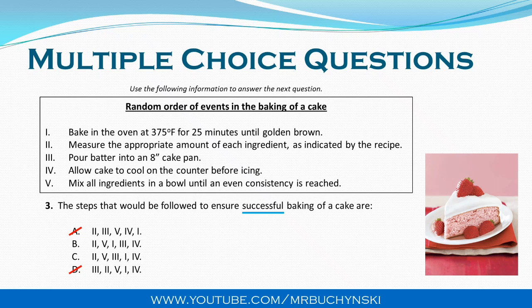Now let's see if I can do that. They both start with step 2, measuring the appropriate ingredients. Okay, that would make sense. Now they move forward. Their next step, they each have number 5, which means they're mixing ingredients after that. So that would make sense as well.